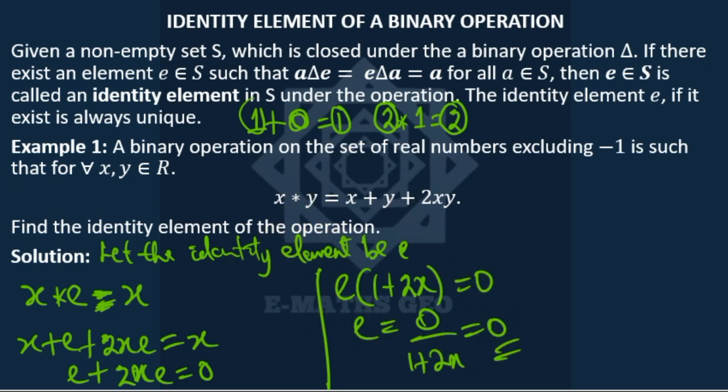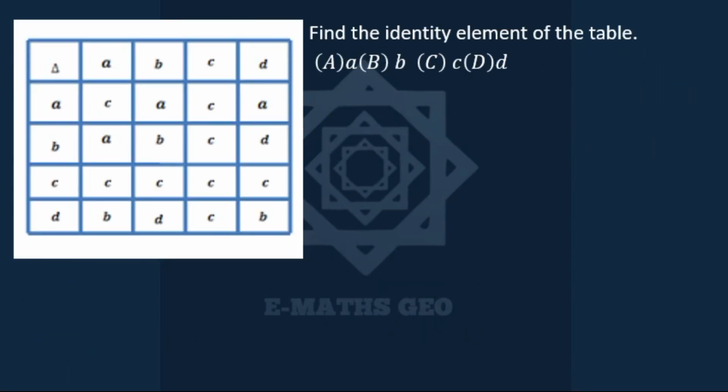So it's very simple. Now, you're asked to find the identity element of the table. Whenever you're given a table and asked to find the identity element, notice that the elements here are A, B, C, D. The first column is A, B, C, D and the first row is A, B, C, D. The operation is triangle. Just look out for the row and column, aside from the first row and first column, that are arranged as A, B, C, D. This one is C, A, C, B, so it's not part of it.